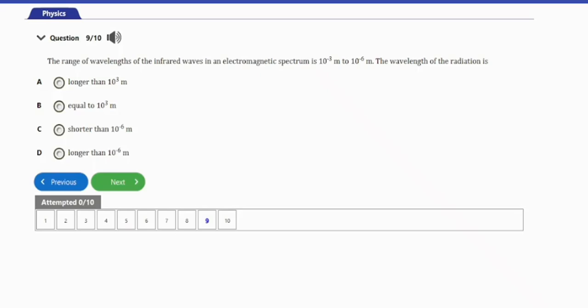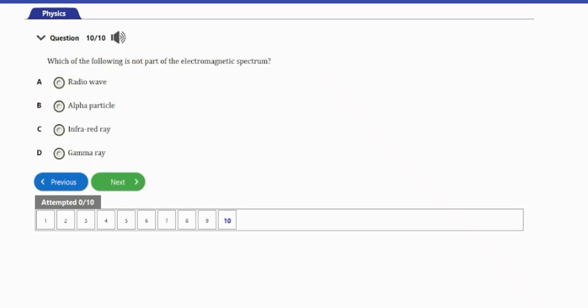The wavelength has to be longer than 10 to the power of negative 6 meter and shorter than 10 to the power of negative 3 meters. And that's it for this question. So let's go ahead and consider the next question and the last. So that's question number 10 here.